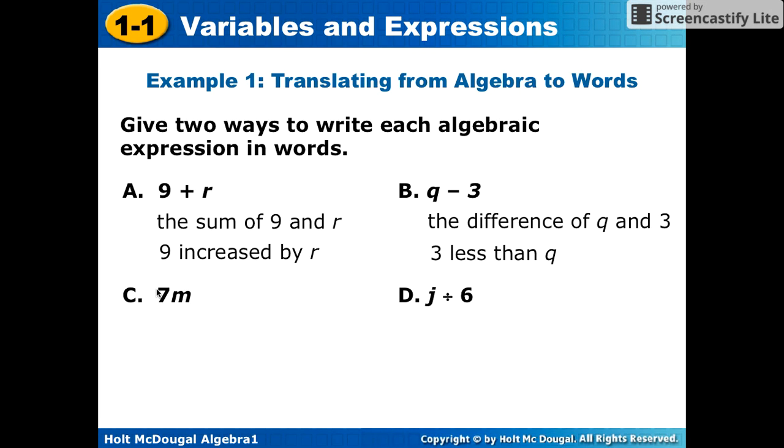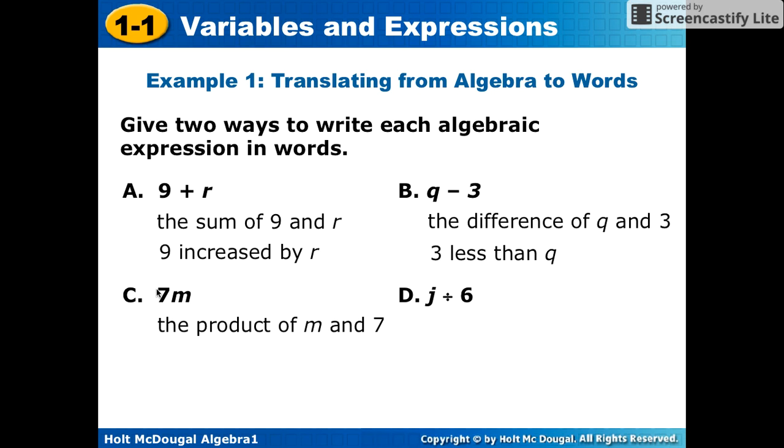If you notice, for the second one, we have 3 less than q. That means 3 is being taken away from q. This is a problem that a lot of students have. They tend to write the problem exactly as shown, but in this case, 3 less than q means q is the total and you're taking 3 away from it.